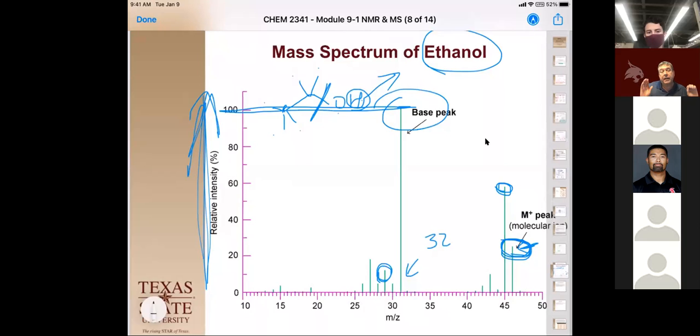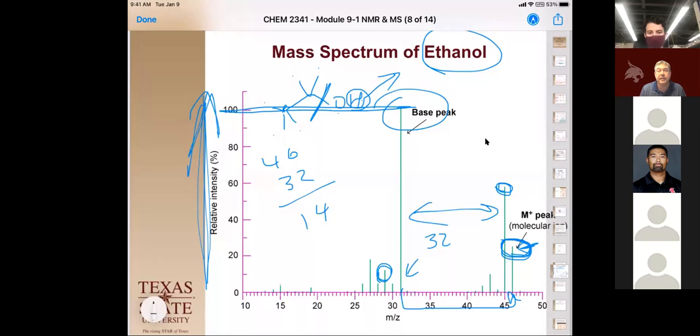So by taking the molecule and breaking it apart, we can see which different fragments leave. The other thing we can tell is if this is 32 and this is 46, 46 minus 32 means we lost exactly 14 atomic mass units, okay? So if we lost 14 atomic mass units, what does that equate to? That's a CH2. So that's a common fragment we would see lost. So looking at the difference between fragments and looking at the major base peak gives us information about the compound.